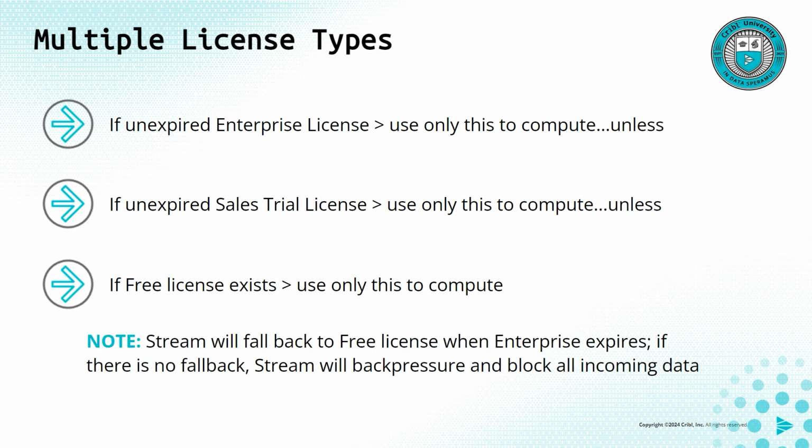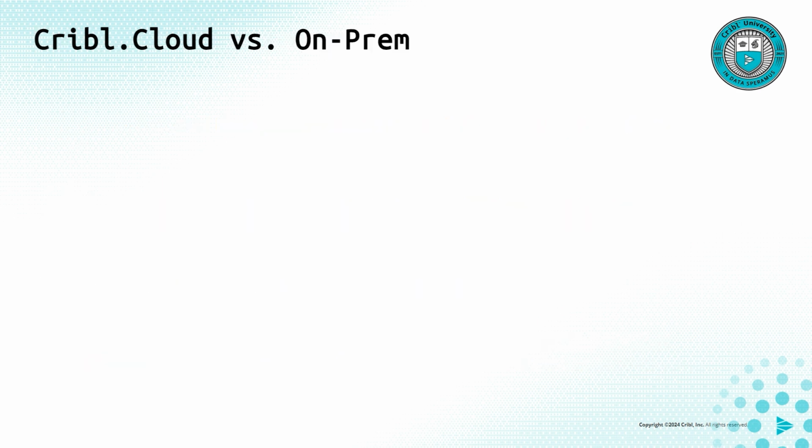Finally, something to note, when an enterprise or standard license expires, Cribl will fall back to the sales trial or free type. However, an expired sales trial license cannot fall back to a free license. When it comes to comparing Cribl Cloud and on-prem, there are a few things to remember that will differ when dealing with licensing in these environments.